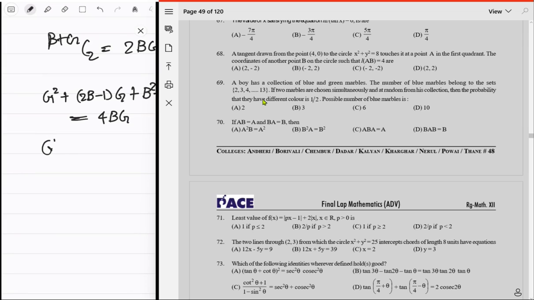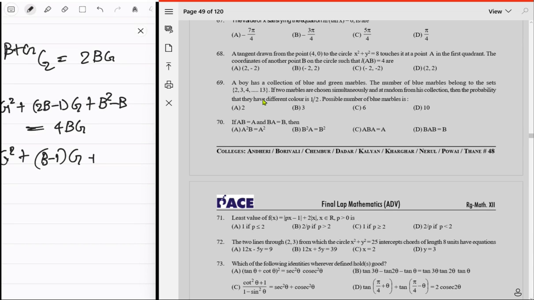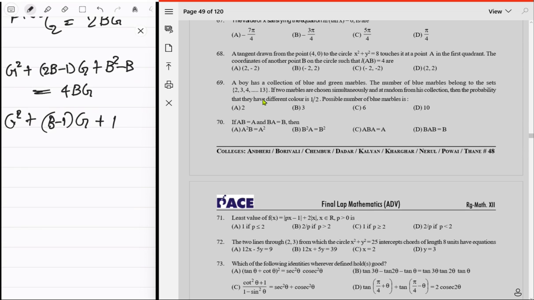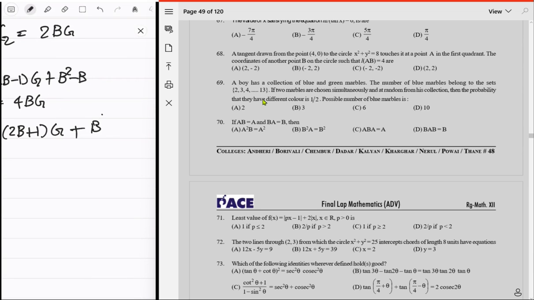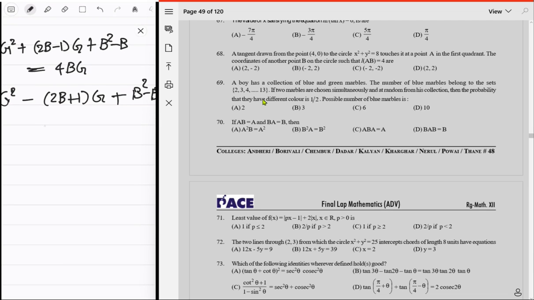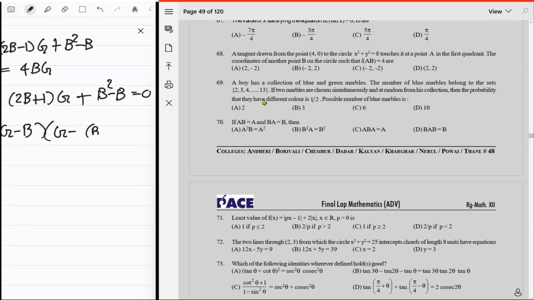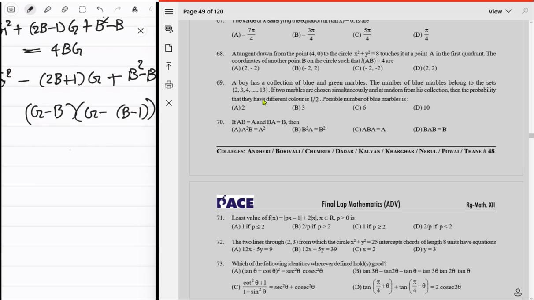So this is just g squared plus b minus 1 times g plus... oh, it's 4. Sorry, it's just 4 over there. Okay, we need it to y, right? So g squared minus (2b plus 1) times g, plus b squared minus b is equal to 0. b times (b minus 1), of course. Just (g minus b) times (g minus b minus 1) equals 0. So either g equals b or g equals b minus 1.